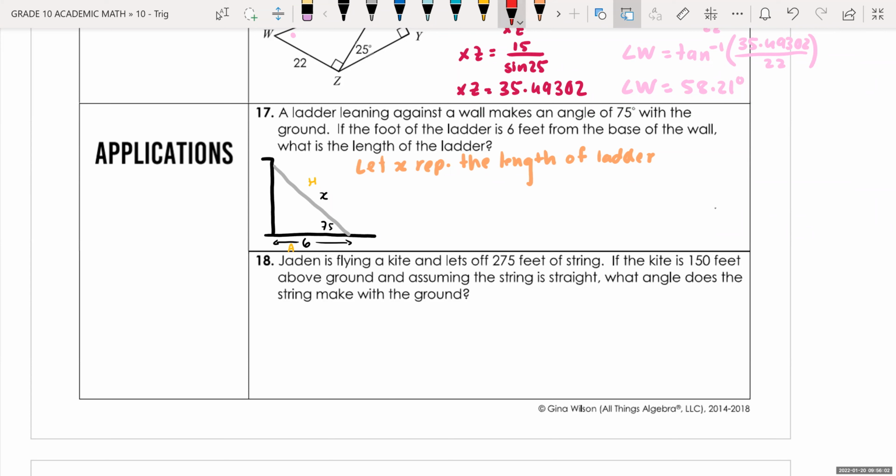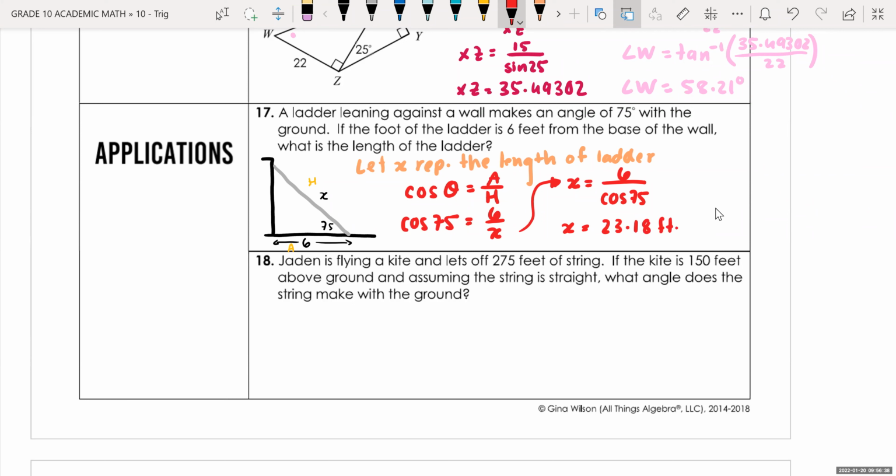And then we're going to use cos theta is equal to adjacent over hypotenuse. They've given us the angle, so it's going to be cos 75 is equal to 6 over x. And then x is just going to be equal to 6 over cos 75. We don't need to use cos inverse for this, as they have already given us the angle.